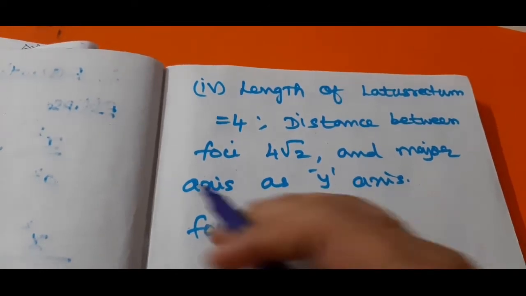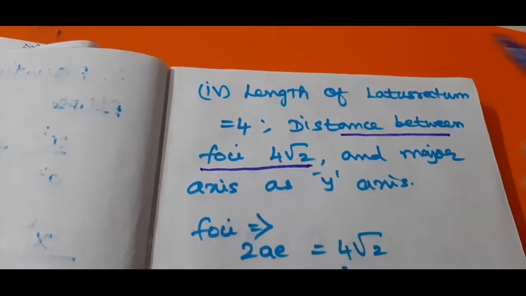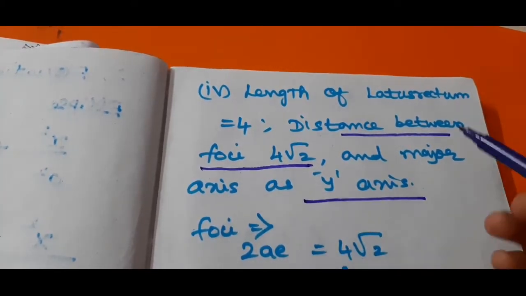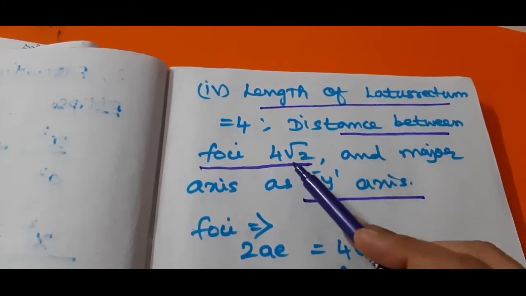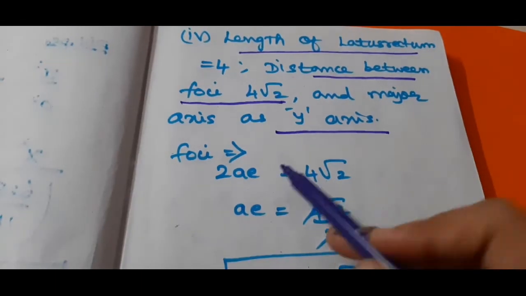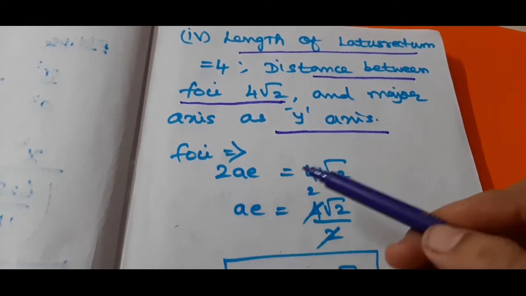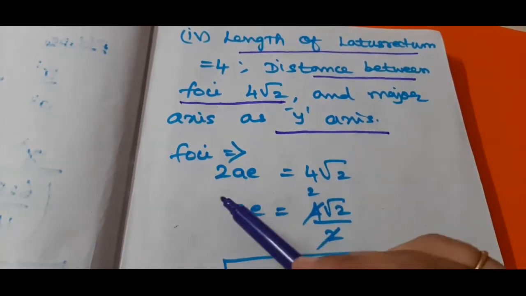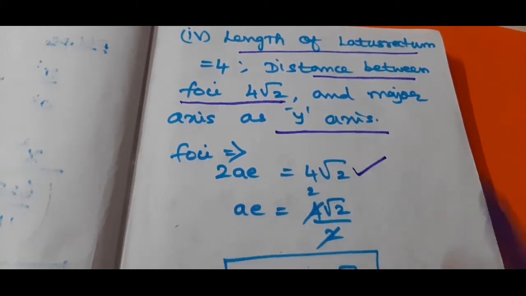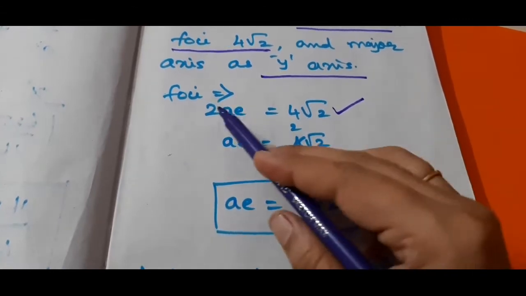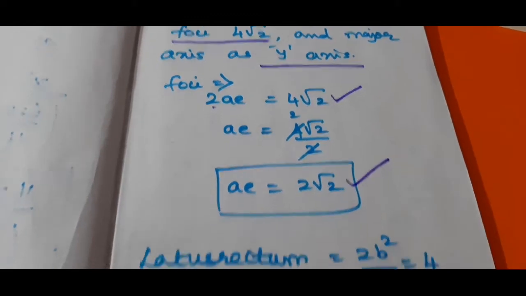Here the length of the latus rectum is 4, the distance between the foci is 4 root 2, and the major axis is the y axis. The distance between the foci is 2ae. That is given as 4 root 2. ae is equal to, this 2 I am going to take to that side, so ae is equal to 2 root 2.